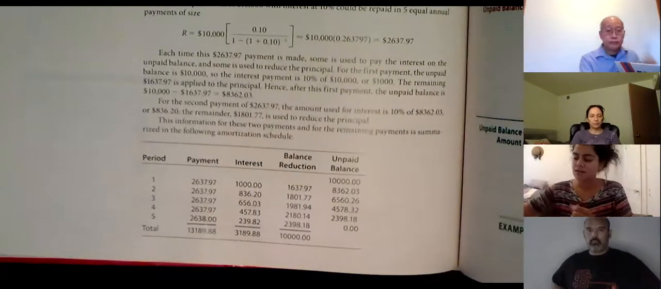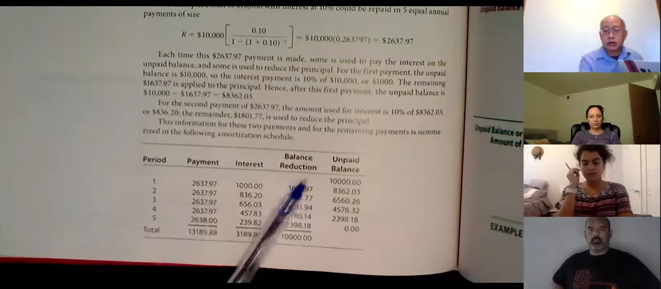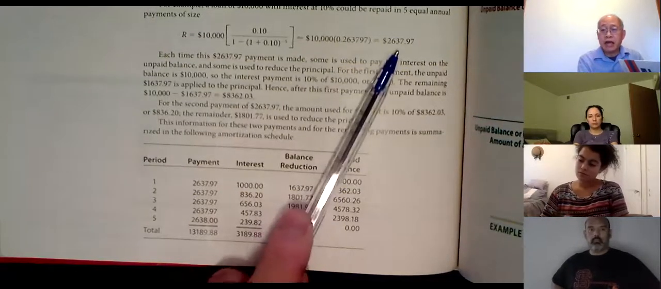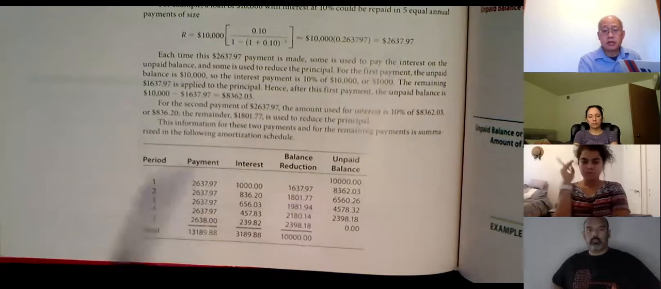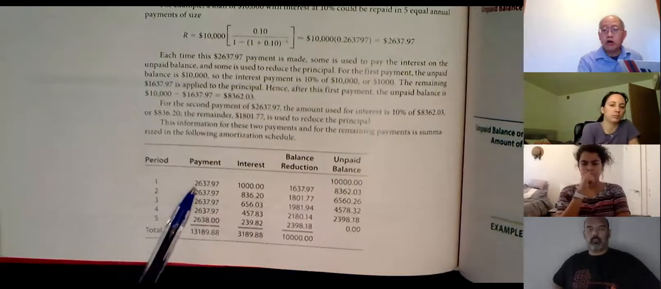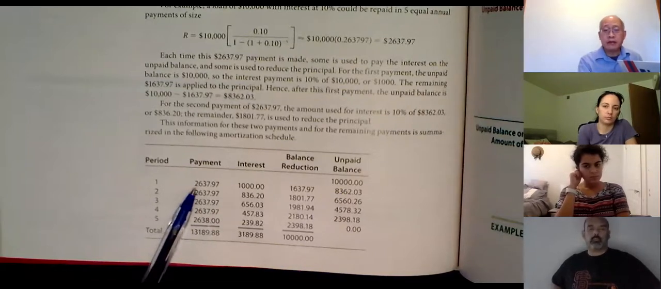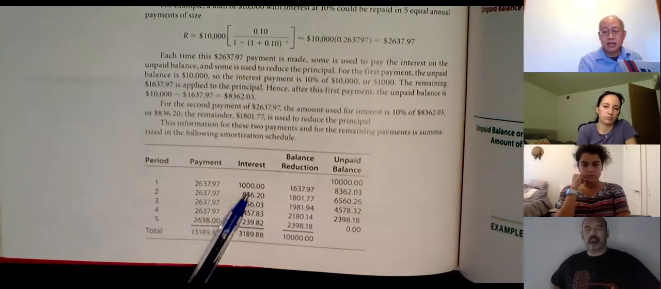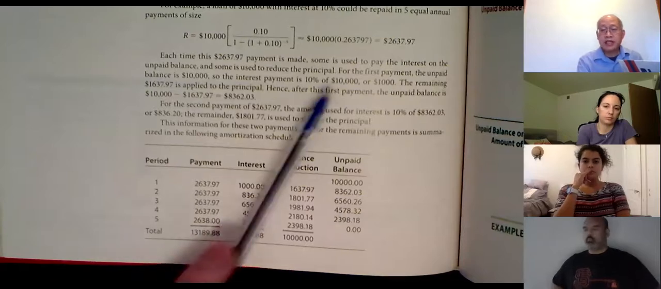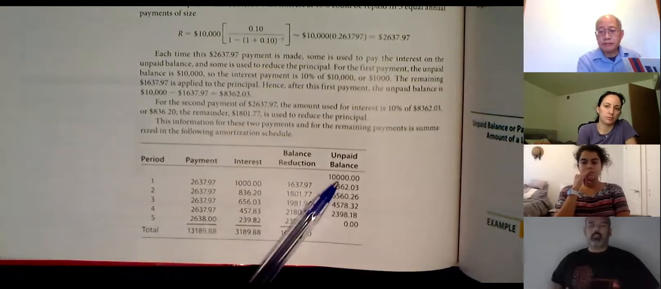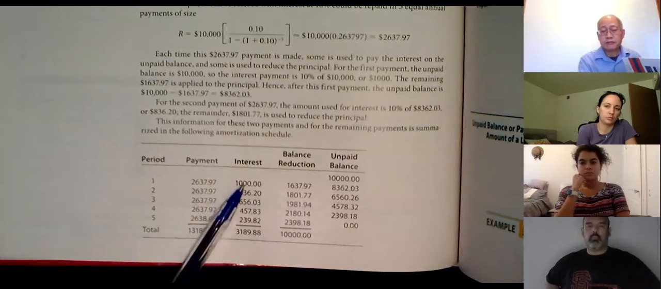Okay, so let me show you what's going on. We have 5 periods, right? You start off with $10,000. Now I'm making this payment from the formula, 2637.97. However, you don't get to subtract that total amount every time, because the first thing you have to pay is the interest. That's the key. In this case, the periodic interest was 10%. So first, you have to figure out 10% of 10,000. That's just 1,000.